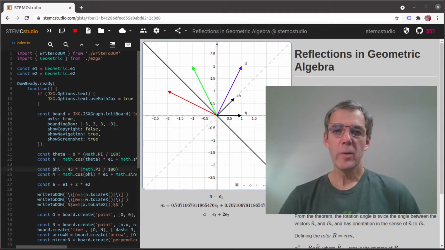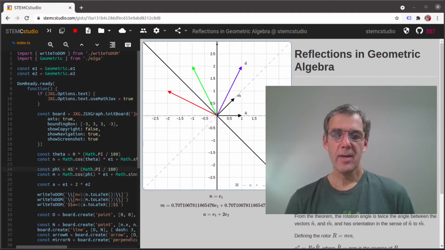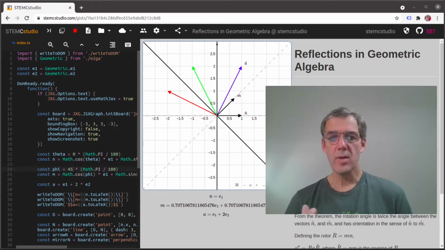In this video, we will take a look at how reflections are defined in geometric algebra. In doing so, we will discover a new geometric object that we call a rotor, and this rotor is responsible for rotating things, in our case vectors, but in higher dimensions, it can rotate any element of the geometric algebra in a nice uniform way.